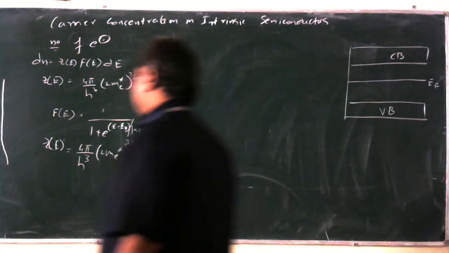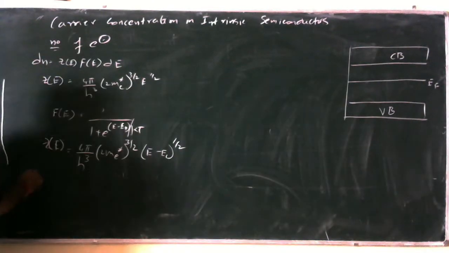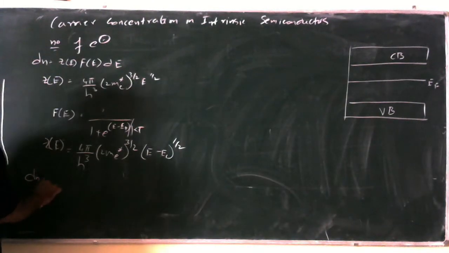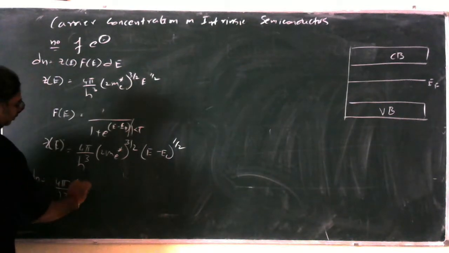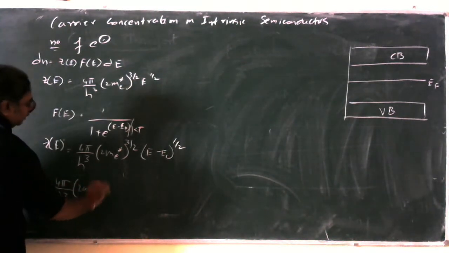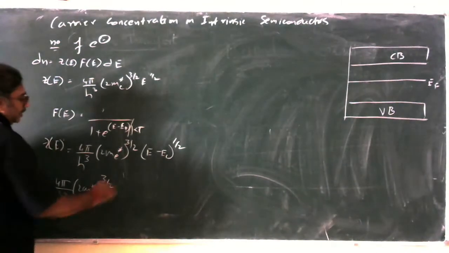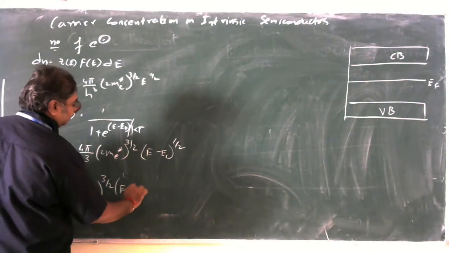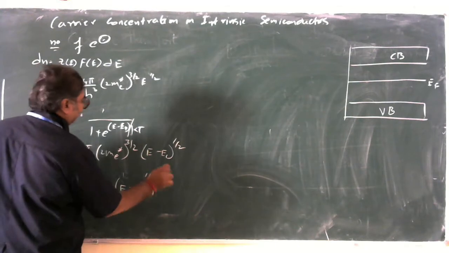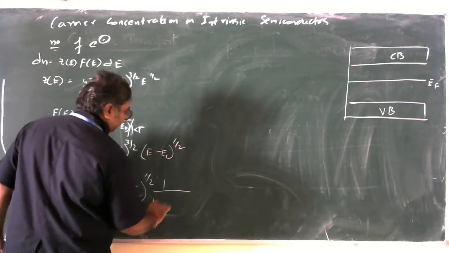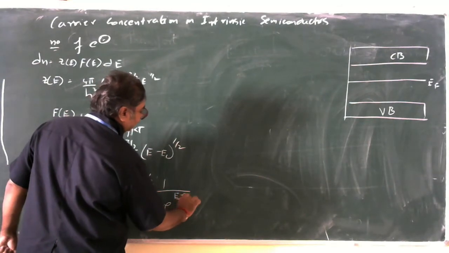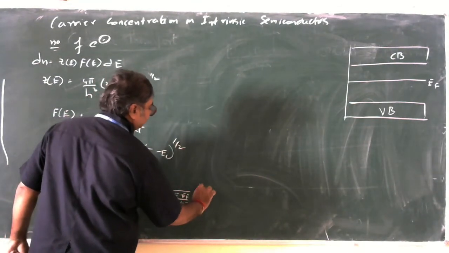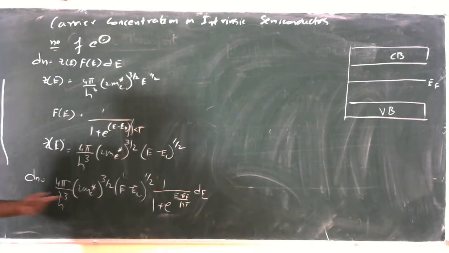So let us substitute these two equations. dn equals 4 pi by h cube into (2 m_e star) whole power 3 by 2 into (E minus EC) whole power 1 by 2 into 1 by 1 plus exponential of (E minus EF) by kT into dE. So these are the number of free electrons available.